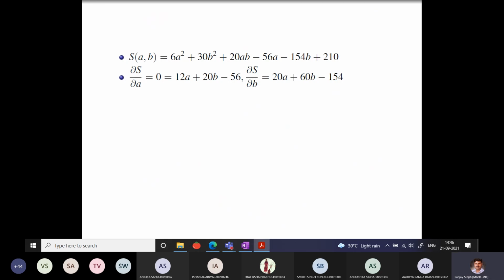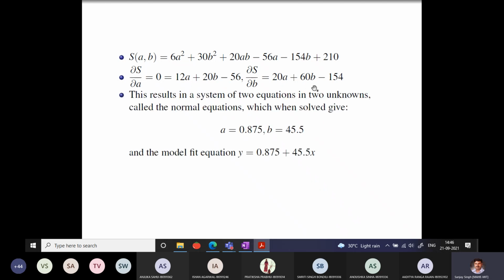So we'll take the partial derivative of s with respect to a, equate to 0, and I got something like this. So final equation 1 can be 12a plus 20b equal to 56, and another partial derivative when I take with respect to b gives 20a plus 60b equal to 154. When I solve 12a plus 20b equal to 56 and 20a plus 60b equal to 154, we get the value of a equal to 0.875 and b equal to 45.5. Let me know if I'm wrong with the calculation, you can check.